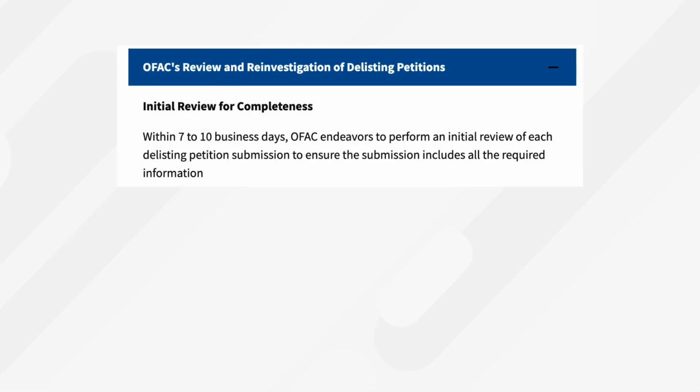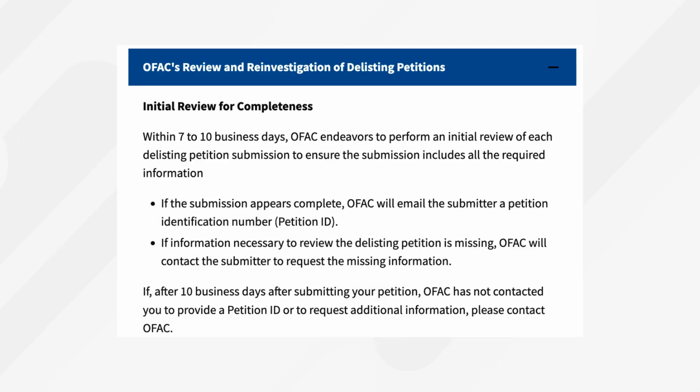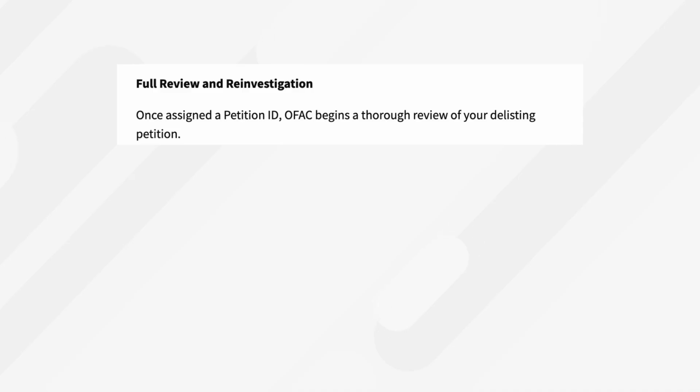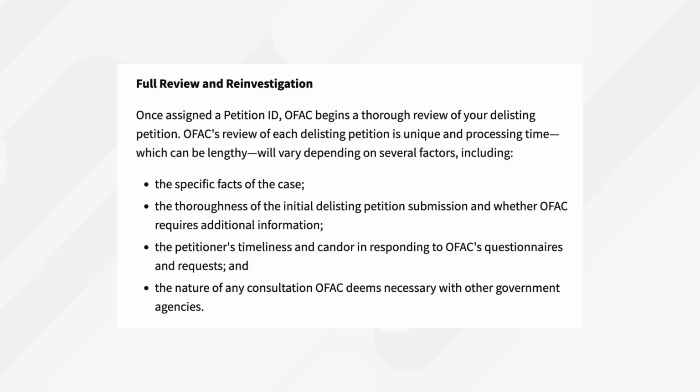Within 7 to 10 business days, OFAC does an initial review to check if your submission is complete. If complete, they email you a petition ID. If not, they'll contact you for missing info. Once they assign that petition ID, OFAC begins its full review and reinvestigation. The timeline varies based on case facts, submission quality, response speed, and agency consultations.